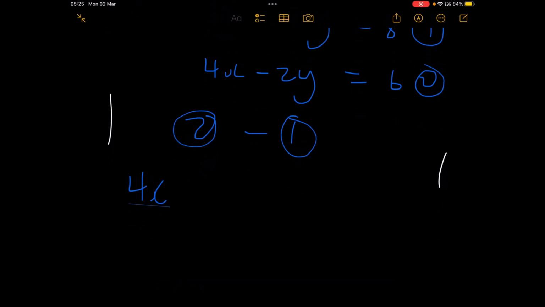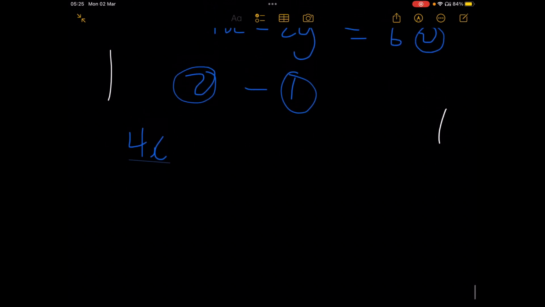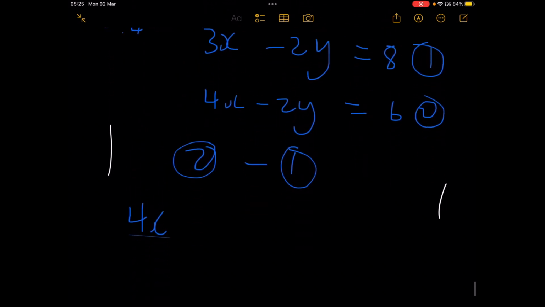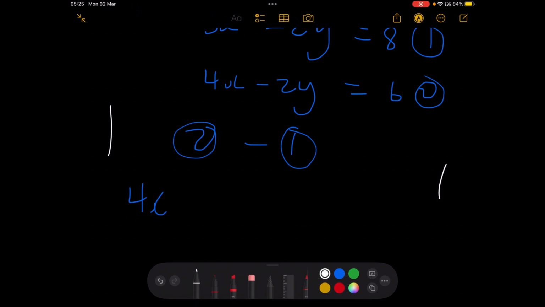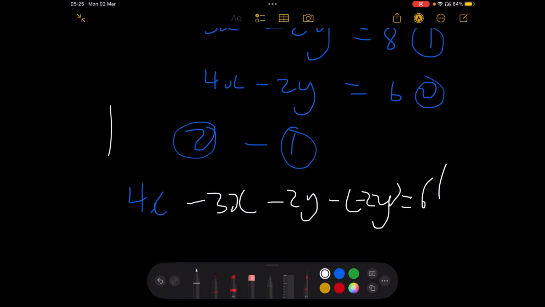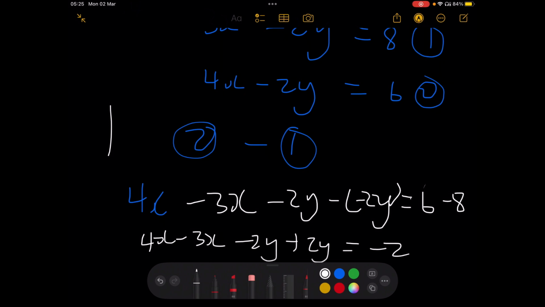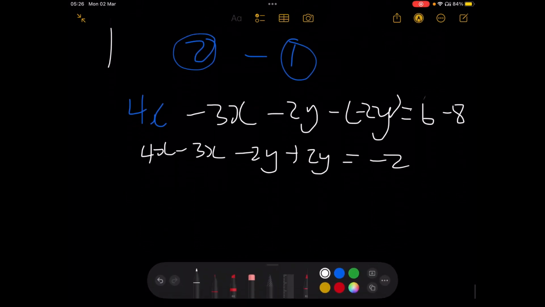So in 3.4 we had the simultaneous equations and then we subtract. So we're subtracting here 4x minus 3x and negative 2y minus negative 2y, which is equal to 6 minus 8. And that gives us 4x minus 3x, negative 2y plus 2y, which is equal to negative 2. And that results in x is equal to minus 2.